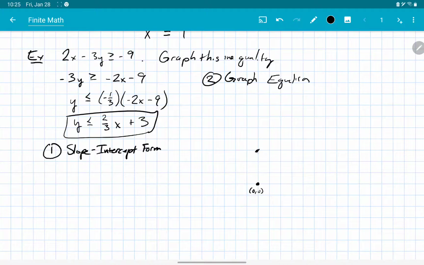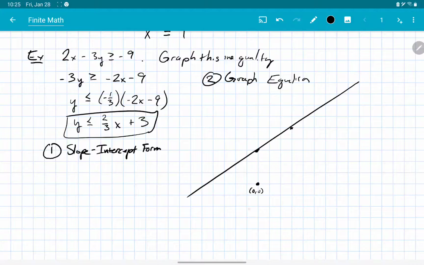And the slope is 2/3. So I go over 3 and up 2 to get another point, right? That's how slope works. The slope is 2 over 3. So going over 3 and up 2 will give the right sort of thing. Now we will attempt to draw a line somewhat straight. Get a straight edge here. So there's our line.